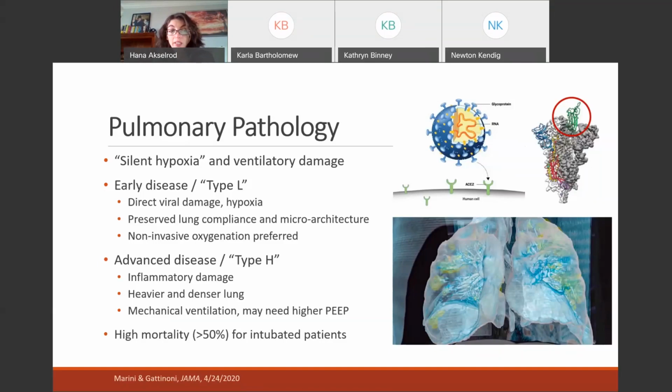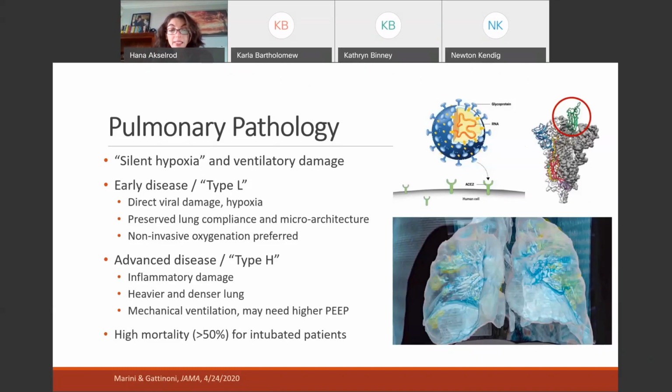In early and more mild disease, there is direct viral damage to the respiratory system and hypoxia, but the lung compliance and architecture remain more or less intact. And these patients do well with non-invasive oxygenation, such as high-flow nasal cannula. They do well with positioning in a prone position, which helps recruit parts of the lung that would otherwise be underutilized and use the shunting effect to benefit.